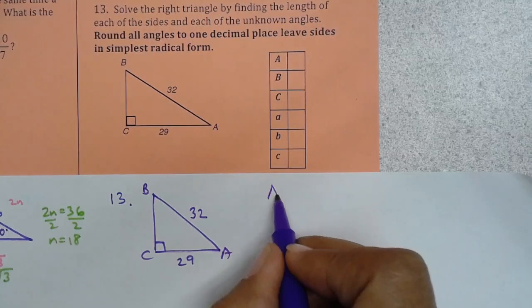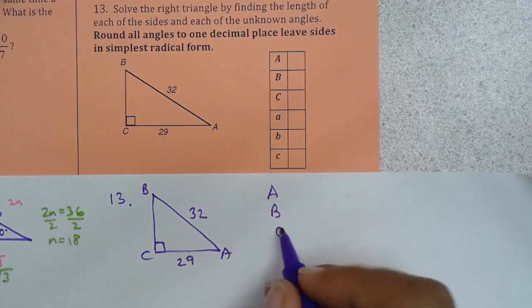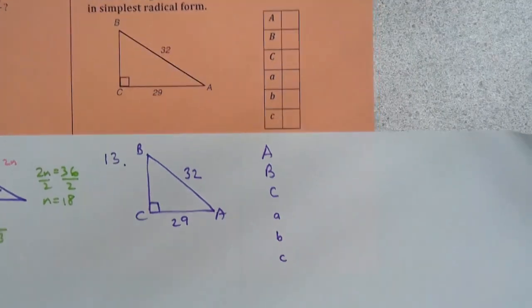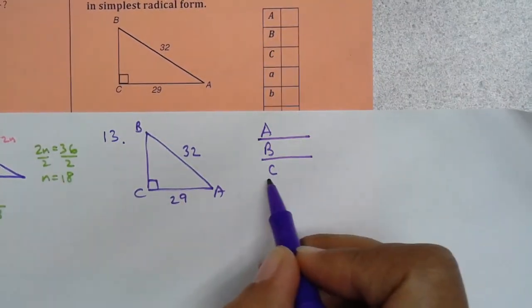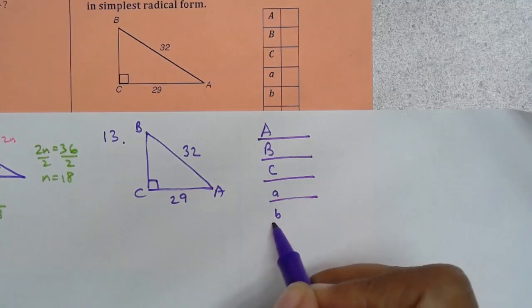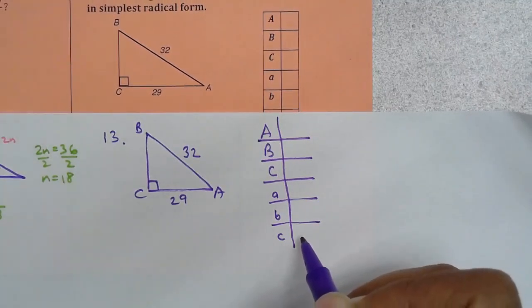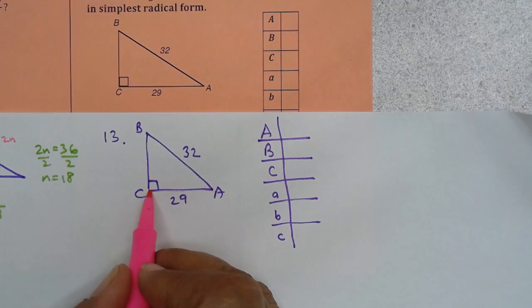I need to find A, B, C, and these are capital A, B, C, and then lowercase a, b, and c. Keeping in mind that a capital letter denotes an angle measure, and these lowercase letters denote a side length. And the sides are right across from their angles. So let's start off with what we know. We know for sure that angle C is 90 degrees, so I can fill that in.